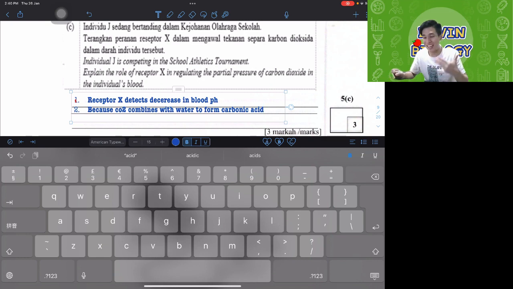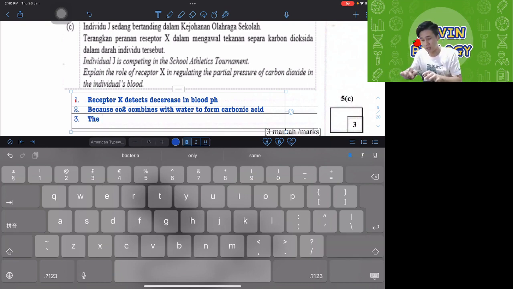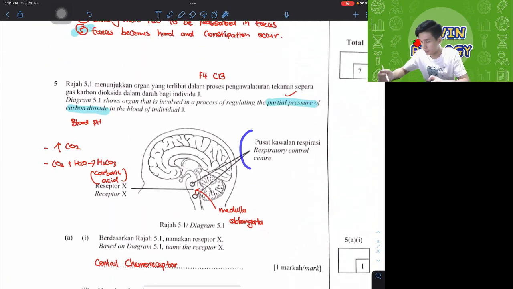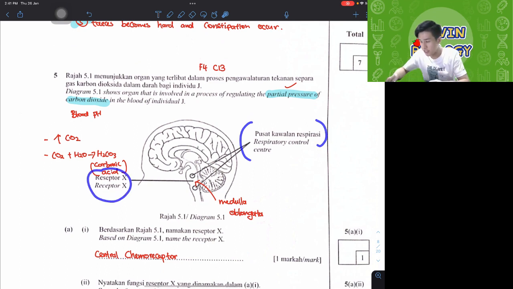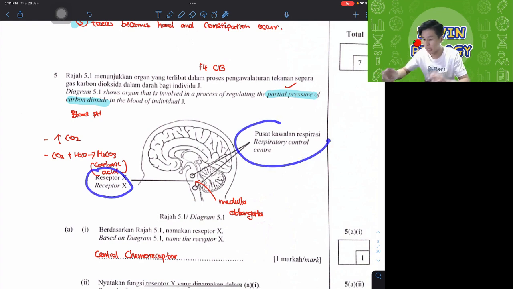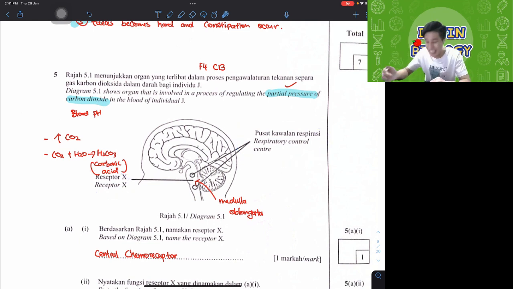Okay, so they want me to explain. So now I detect already, then how does it regulate? So you can say the respiratory center in medulla oblongata. Because you see here, the respiratory center, the chemoreceptor and medulla oblongata, they are all together. Actually the receptor X and the respiratory center are inside the medulla oblongata.